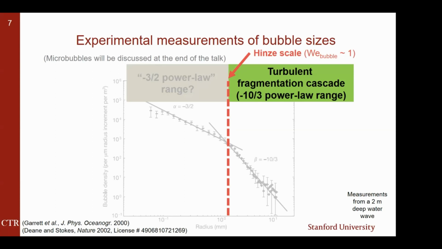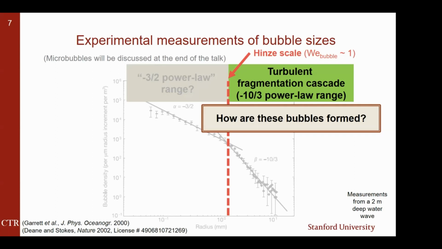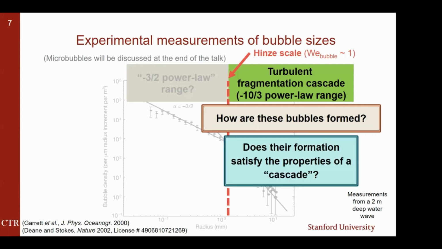So the key question to ask today is, how are these bubbles formed? Or more precisely, does the formation of these bubbles actually satisfy the properties of a cascade? Or have we been misled all along?